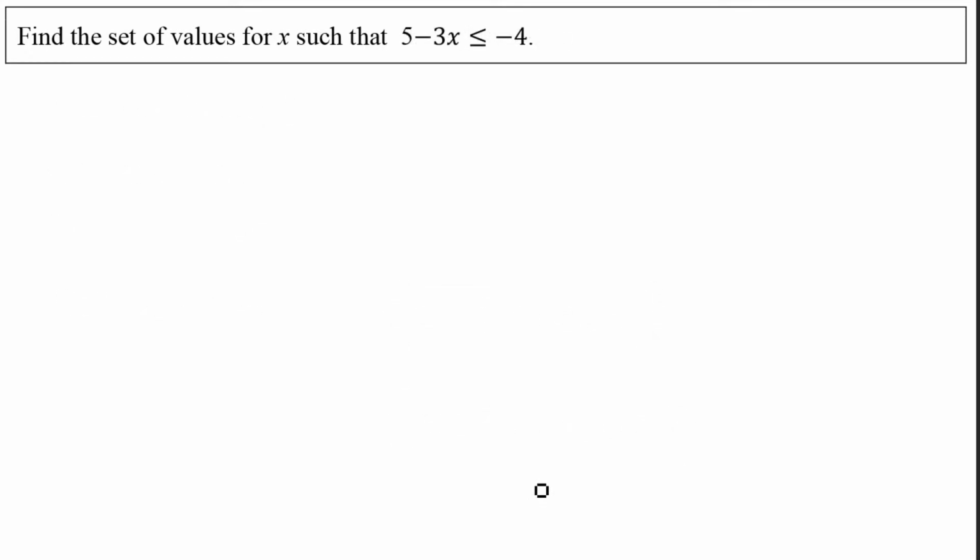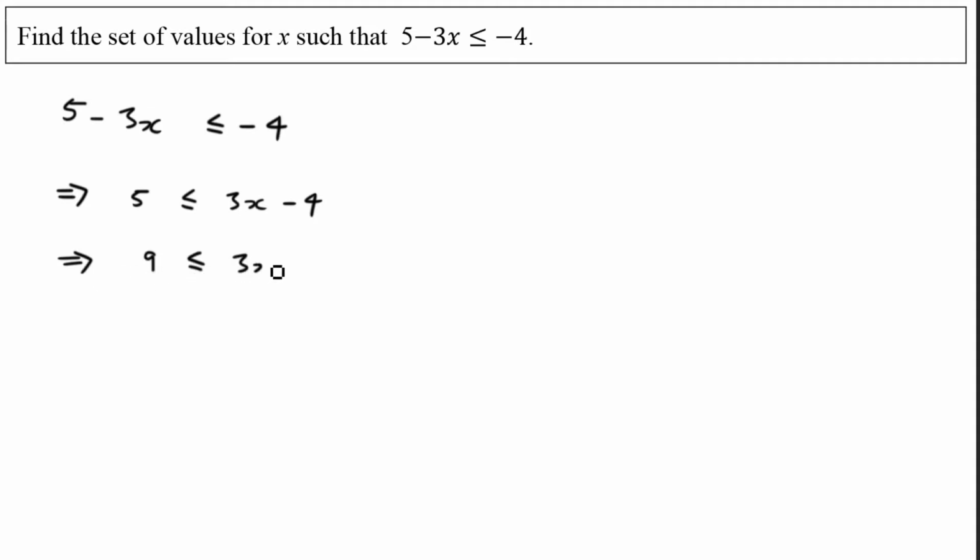Find the set of values for x such that 5 subtract 3x is less than or equal to -4. So starting with 5, subtract 3x, it's less than or equal to -4. We can add 3x to both sides, giving us 5 is less than or equal to 3x subtract 4. We can add 4 to both sides, giving us that 9 is less than or equal to 3x. And then we can divide by 3. Because 3 is a positive number, we don't have to reverse the direction of the inequality. We have that x is greater than or equal to 3.